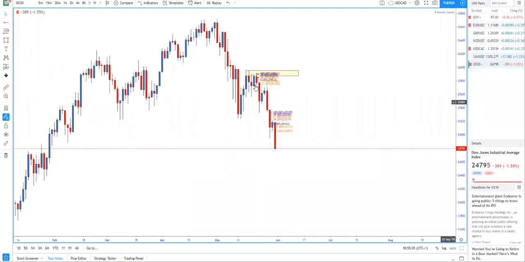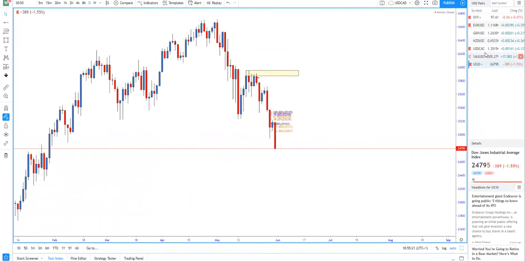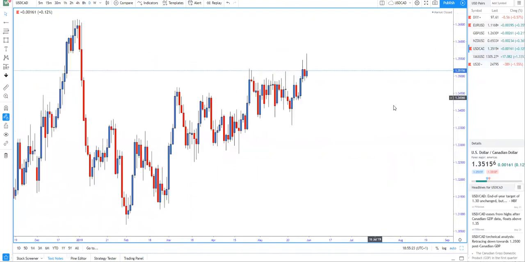Successful analysis on this. US 30, if you look at the YouTube videos previously, we've been talking about selling this since the price is there. I will rest on this week and let this formalize and develop.